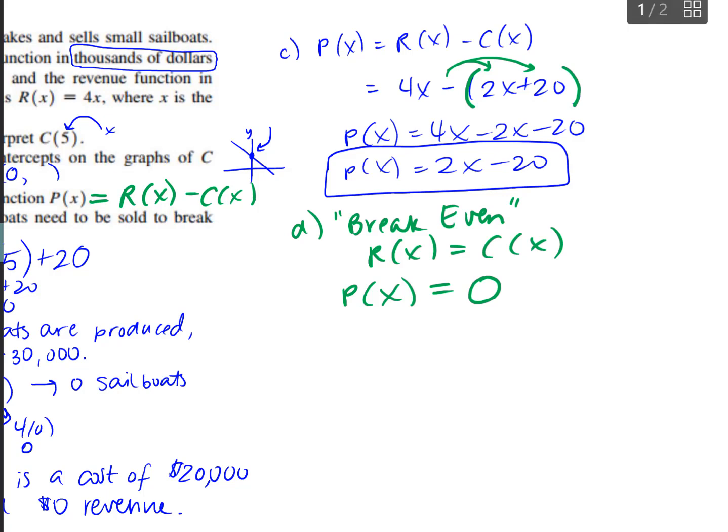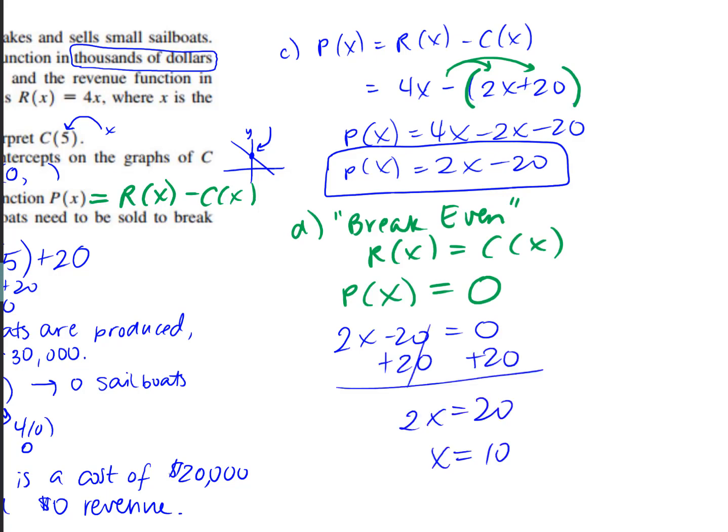For break even, I'm going to go ahead and do my profit function, 2x minus 20 equals 0, and then I just solve it. So I'm skipping those steps there. It's pretty straightforward, and I get an x value of 10. This would be the same thing you would get if you set your revenue and cost functions equal to each other. And what it means is that we break even if we sell 10 sailboats.